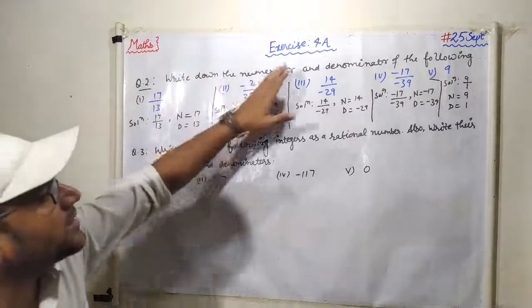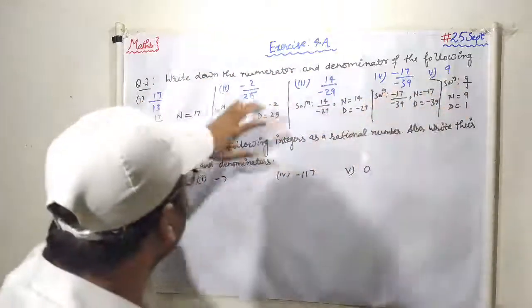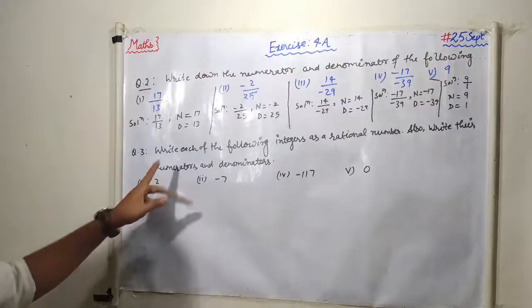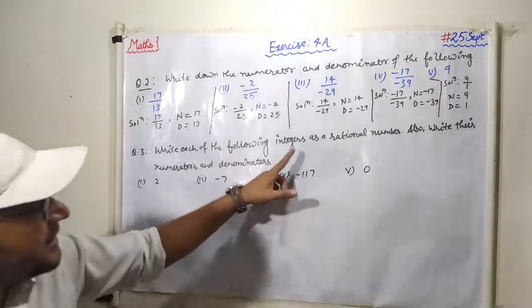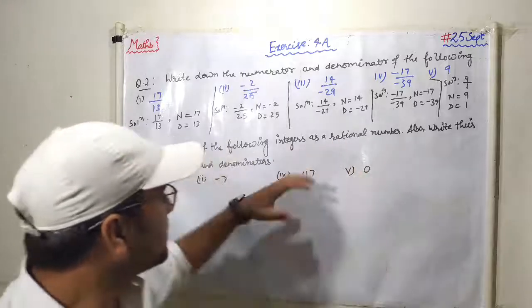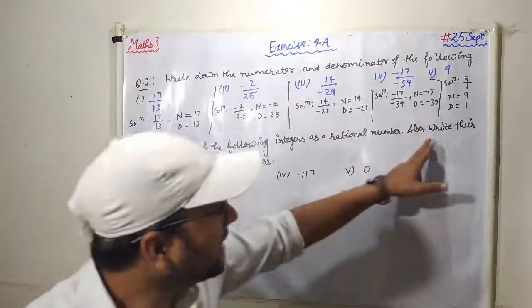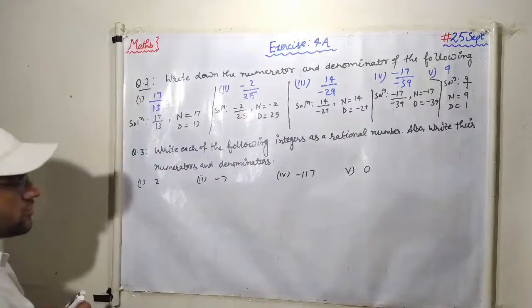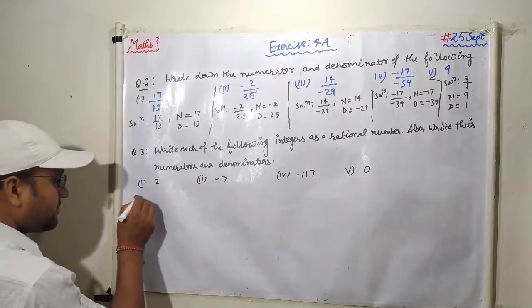Write down the numerator and denominator of the following rational numbers. Now question number third. Write each of the following integers as a rational number. First you change it into a rational number and then after you will do the same thing. Okay. So I'm going to do this one. Question number first one.